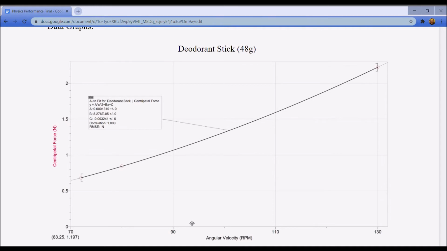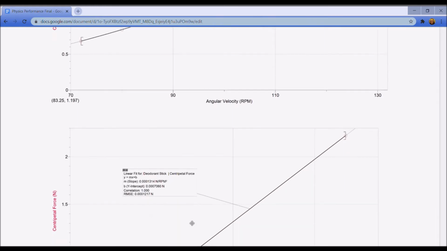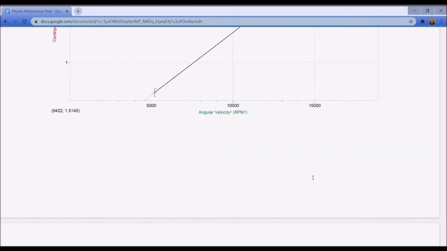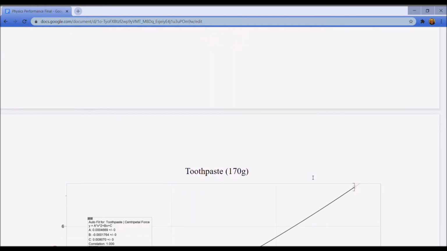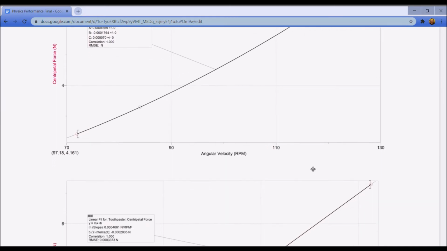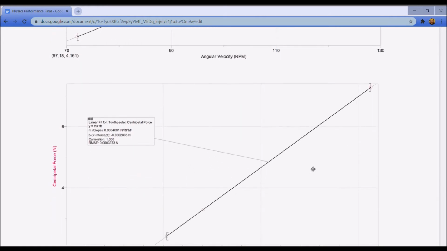As such, I linearized the graph by, well, not multiplying, sorry, I meant by squaring the angular velocity, as you can see here, which changes the units to revolutions per minute squared. And now it's linearized. And I did this for all 3 of the graphs because all of them were initially nonlinear.